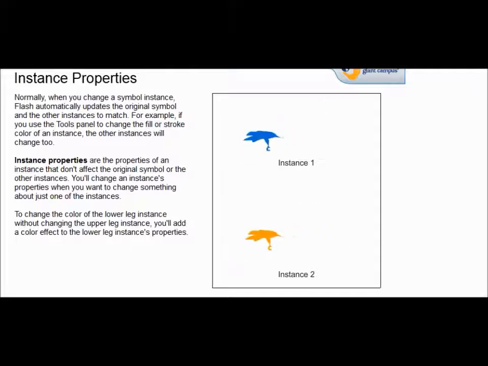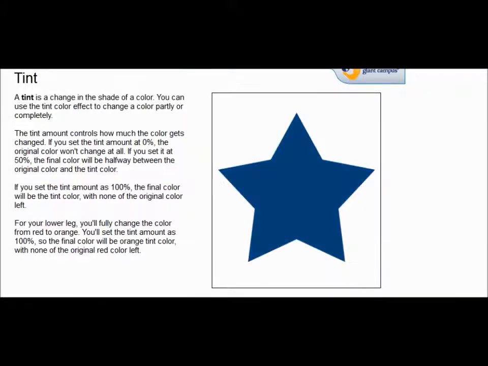The thing about instances is that when you change one thing about an instance, it normally changes all the instances. So you can go into an individual instance and change a particular thing like color or something like that. You can go into the Properties panel to do it, and that'll change the color of the instance or a particular property. Okay, when you change an instance, one of the things you change is a tint.